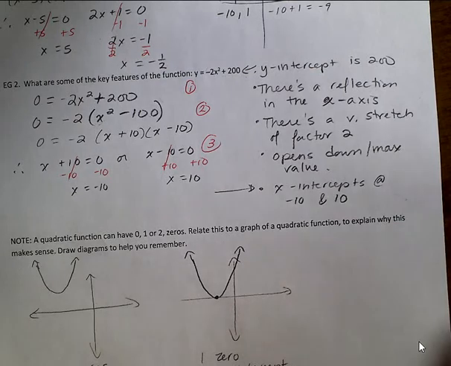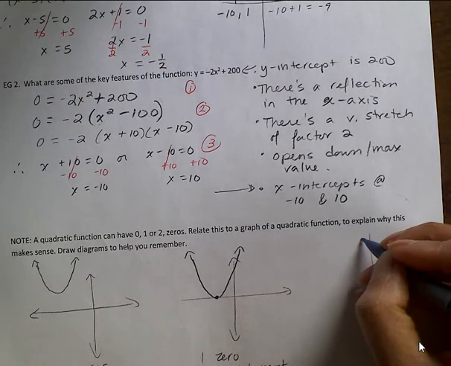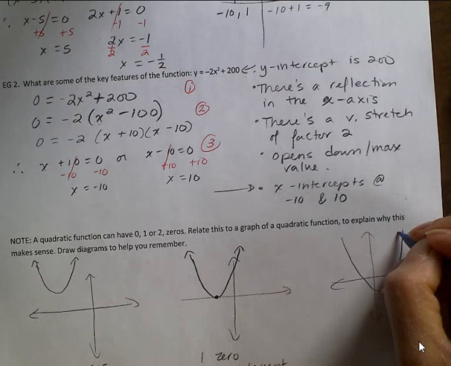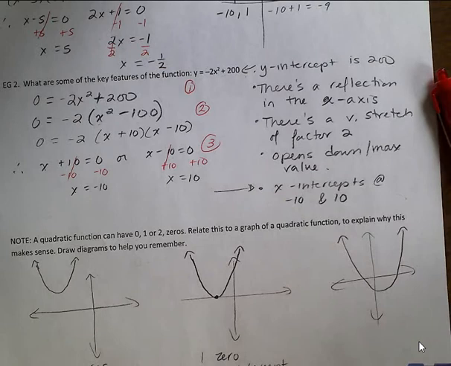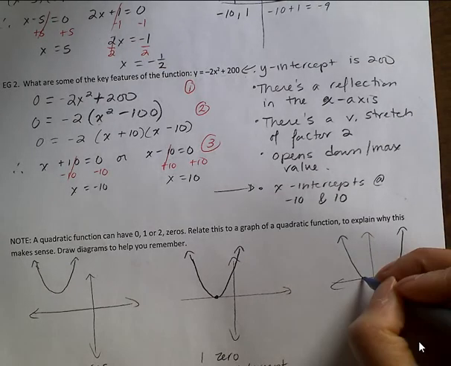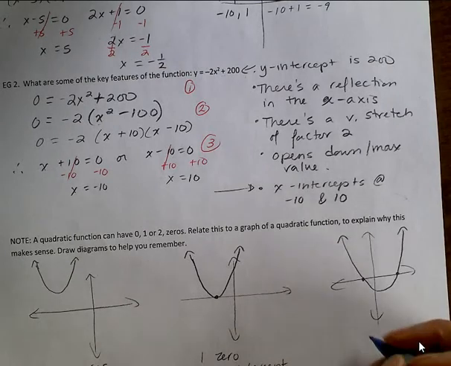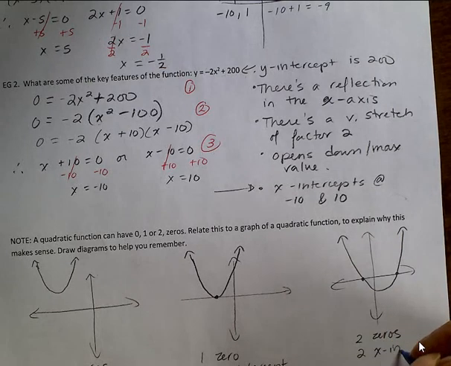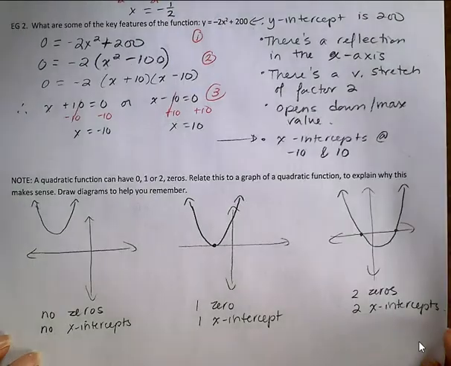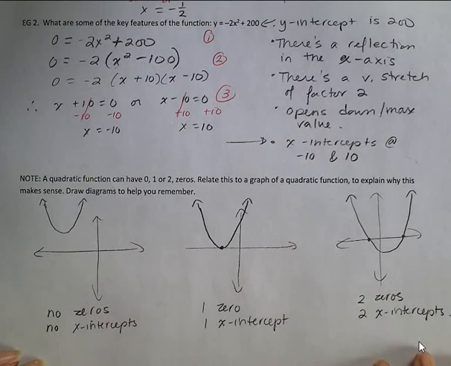And often we have 2 zeros or 2 x-intercepts, and that's because our parabola crosses through the x-axis. And again, these could be opening down as well. And we have 2 x-intercepts. So in this case, the function would have 2 zeros, and the graph has 2 x-intercepts. Okay, and that's the end for this segment.